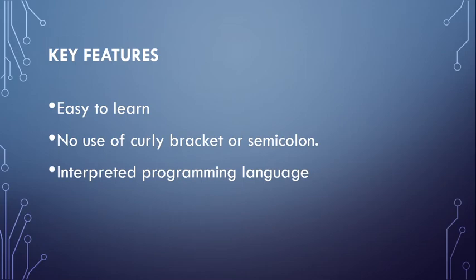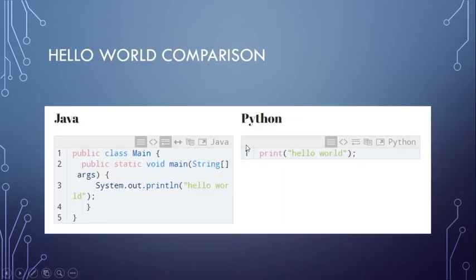Sa Python, kada line kina-convert niya one by one from high level to low level. So interpreted niya. Pag compiled, meaning babasahin mo na lahat ng source code before converting it into low-level programming language.